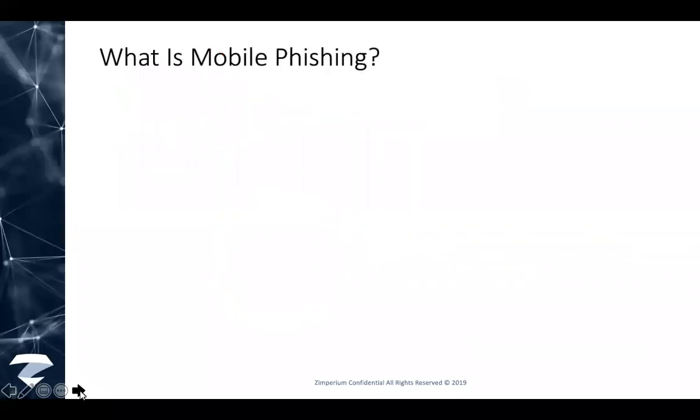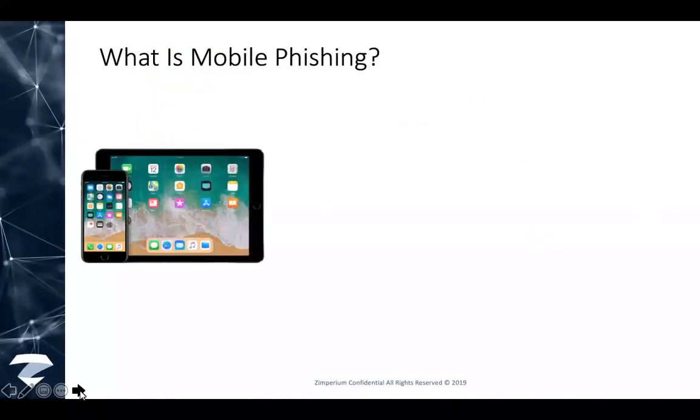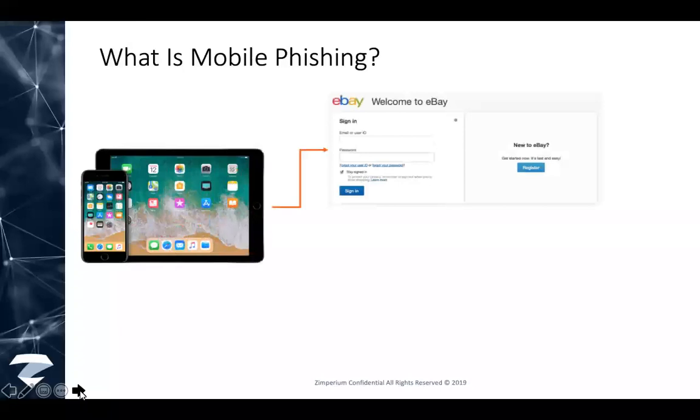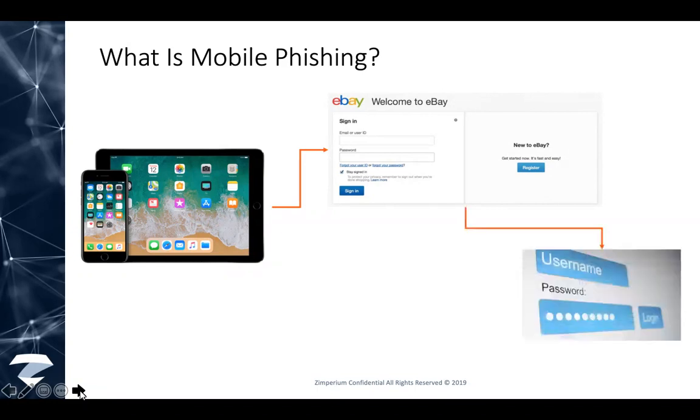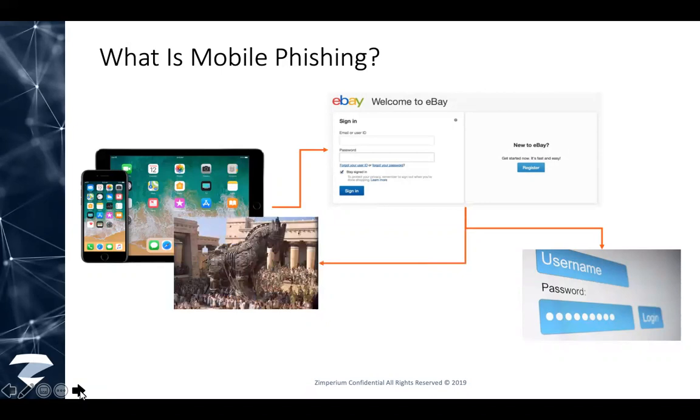So, what is mobile phishing? This is just a baseline. Obviously, somebody's there. They might get an email, for instance, that lures them to a fake version, in this particular case, of eBay. They give up their credentials. But as I mentioned earlier, the minute that browser processes that, it can also deliver an exploit to compromise the device.